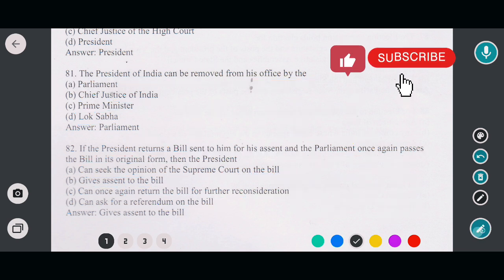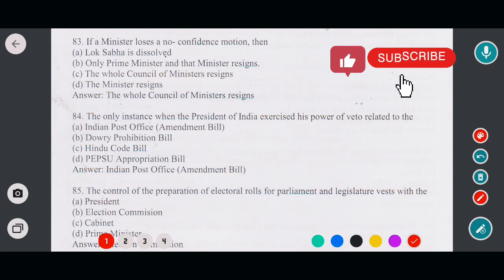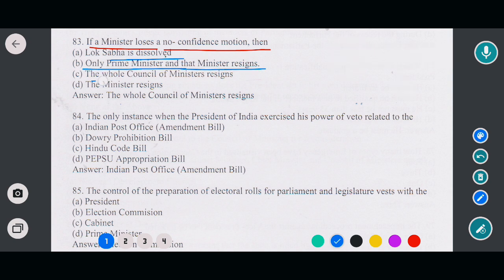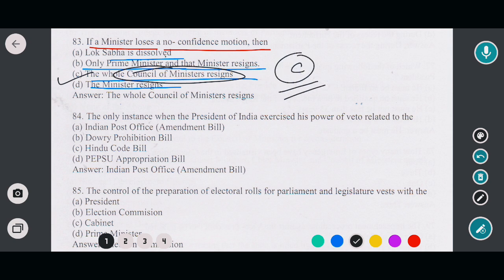Okay, so now moving to next question. Next question is, if a minister loses a no confidence motion, then what happens? Lok Sabha is dissolved, only Prime Minister and that minister resigns, the whole council of ministers resigns, the minister resigns. The correct option would be the whole council of ministers resigns. So in this case, option C would be the correct answer.